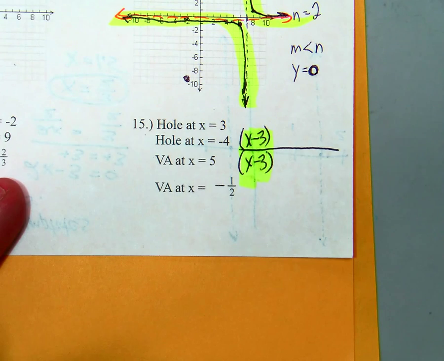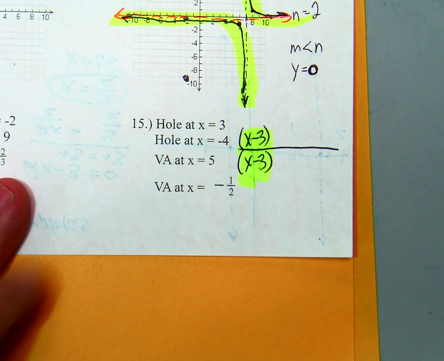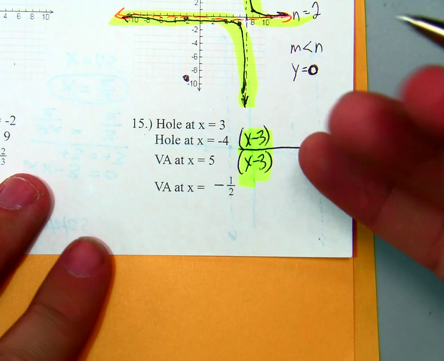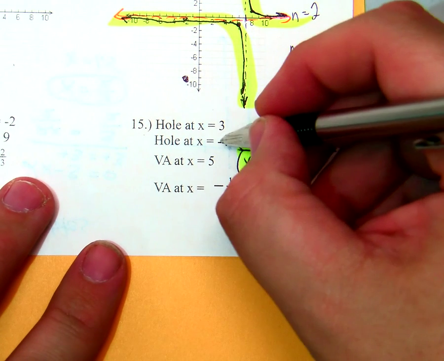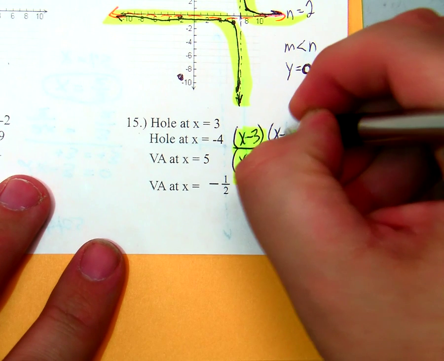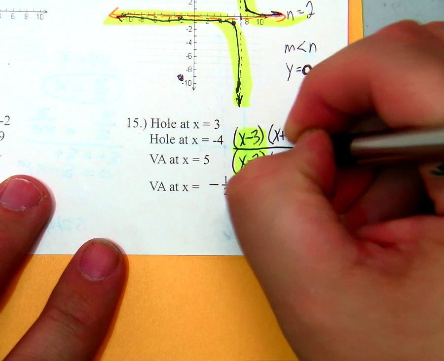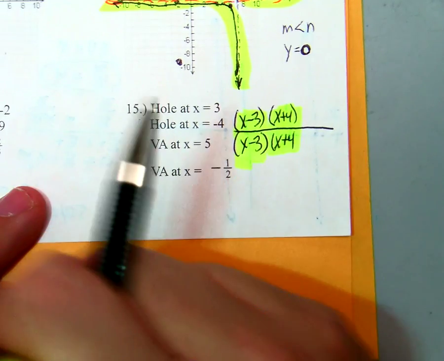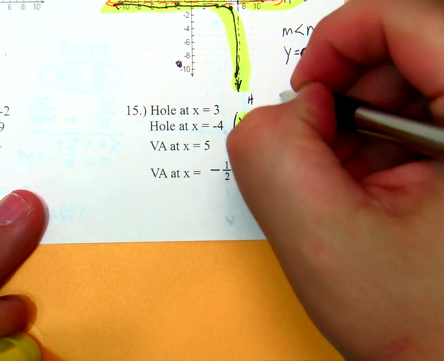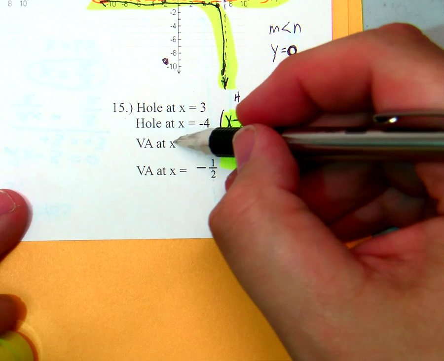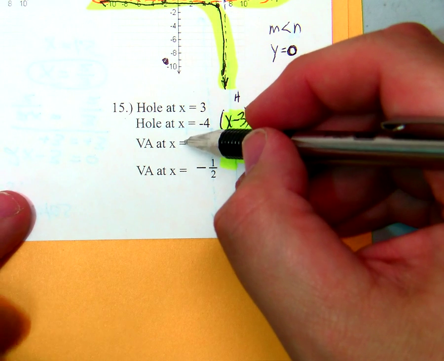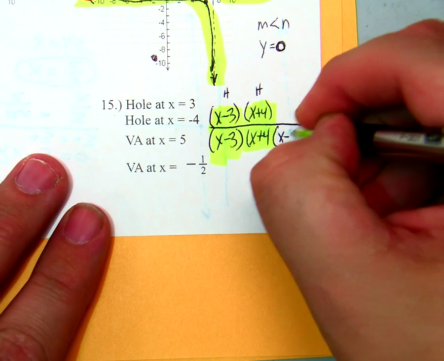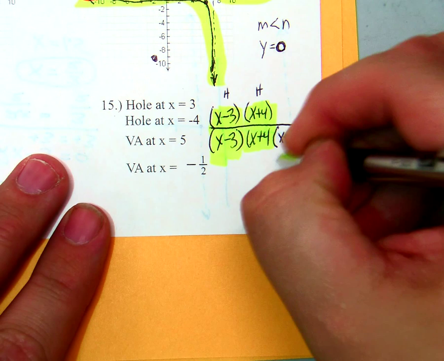Now, since I have x minus 4, x plus 4, x plus 4, this is going to give me a hole. That's going to give me a hole. Now I need a vertical asymptote. It's non-removable, so I'm just going to put it in the bottom. There's my vertical asymptote.